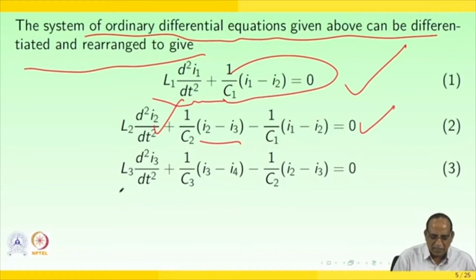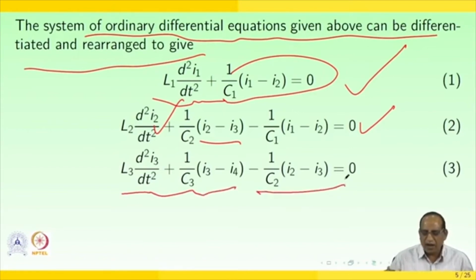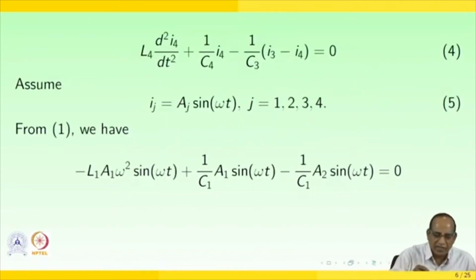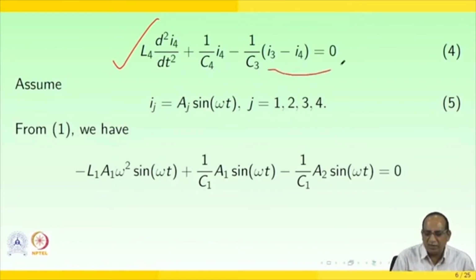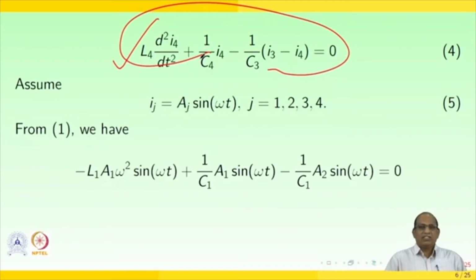And third one is L3 d2 I3 upon dt2 plus 1 over C3 times I3 minus I4 minus 1 over C2 times I2 minus I3 is equal to 0, and the fourth we can write as L4 times d2 I4 upon dt2 plus 1 by C4 I4 minus 1 over C3 times I3 minus I4. So, the differential equations define the changes in the current with respect to time, where C is the capacitance.